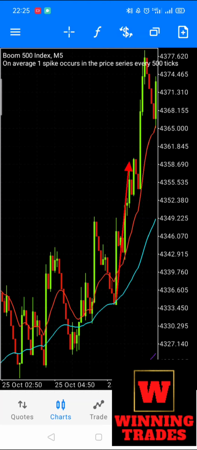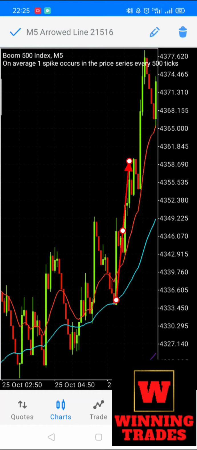Now when it gets to this arrow, you can see price still continues going up. That means if you close at this point, you're leaving some profit on the table. Now that is why I said we use the Fibonacci tool. What is the place of the Fibonacci tool? To give us maximum profit, guys.